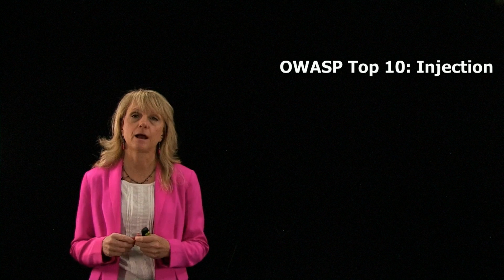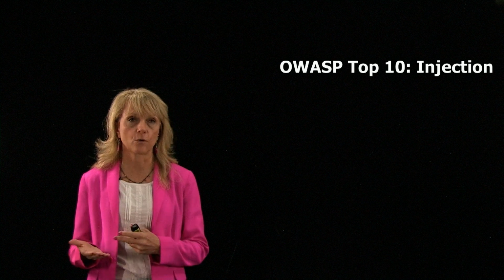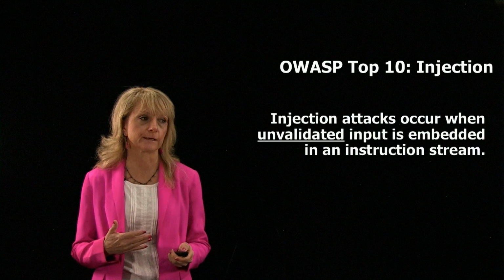These vulnerabilities are really at the code level. They're not at the design level. So these are vulnerabilities that you can fix through specific lines of code. The first one that we're going to talk about is injection vulnerabilities.